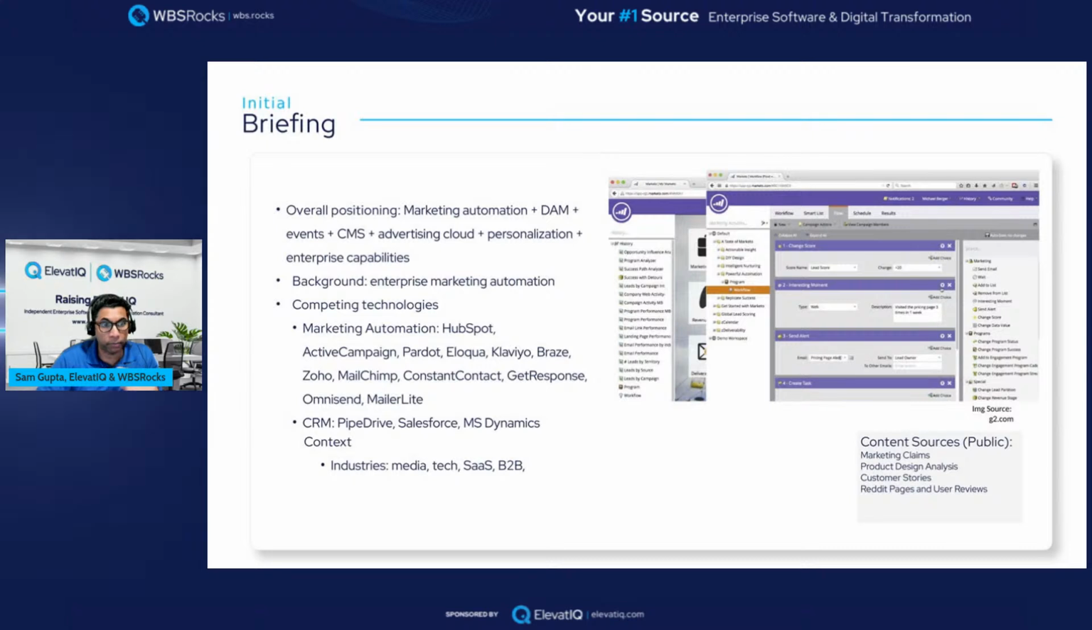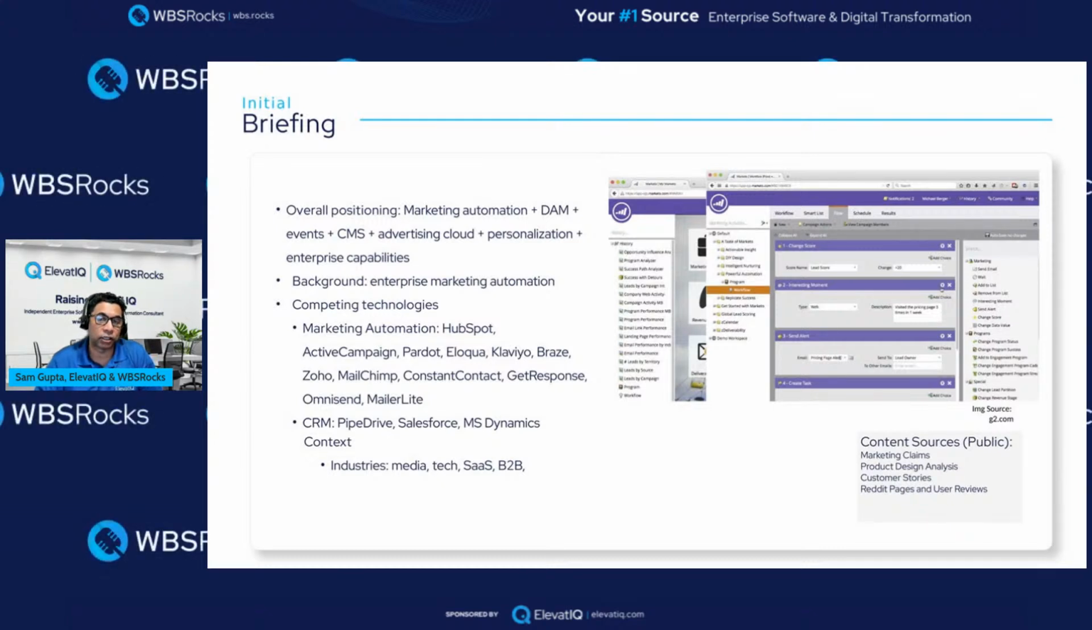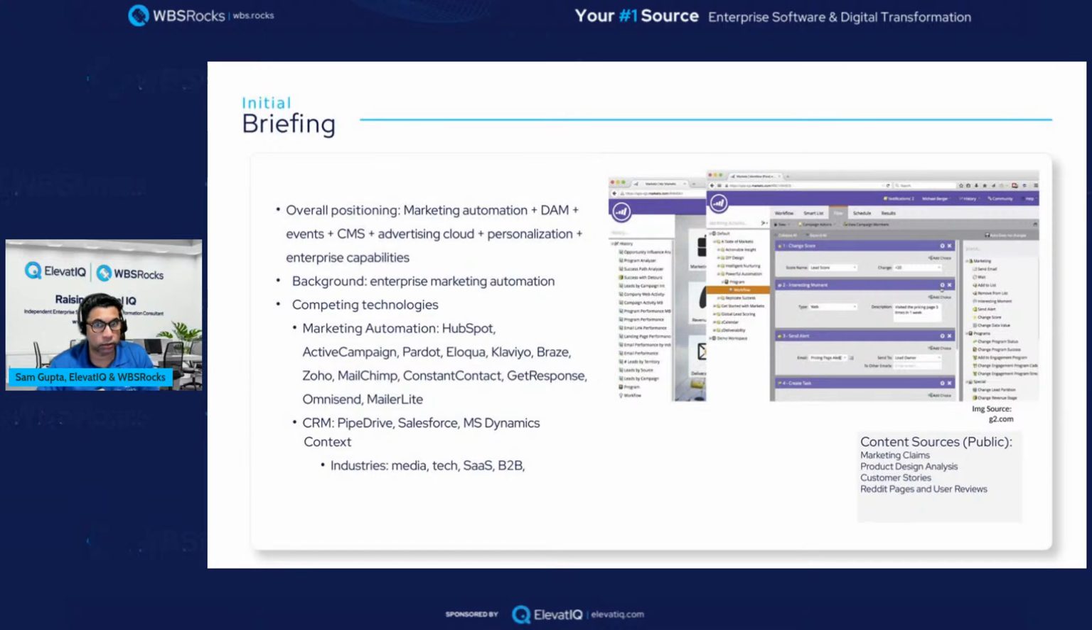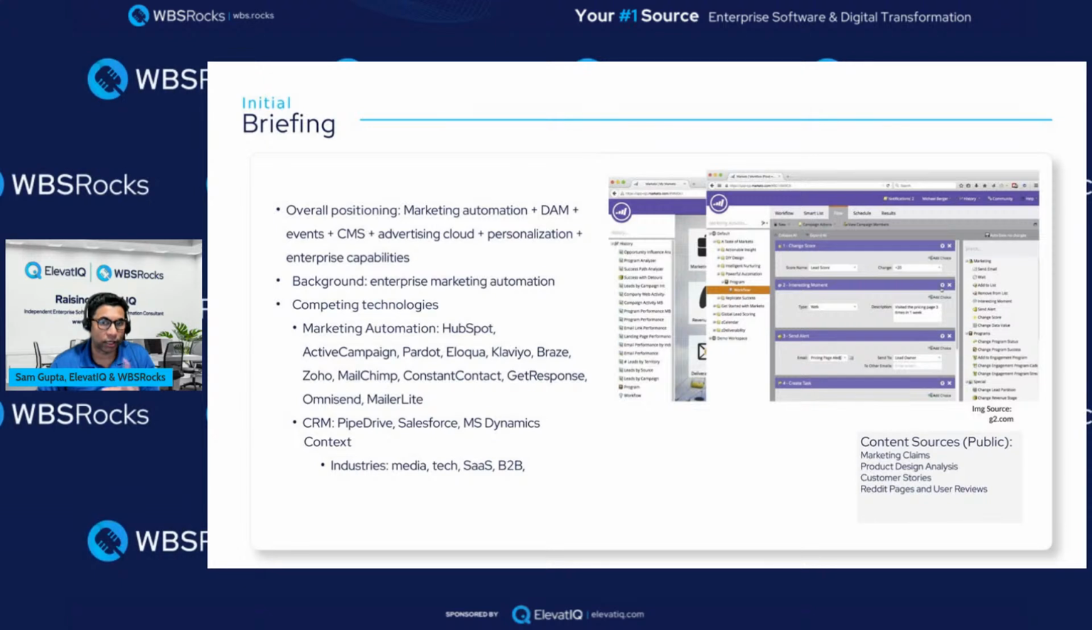Klaviyo is a slightly more B2C-centric product. B2C industries have very different processes in general. And then Braze is very B2C-centric as well. They are a lot more into the real-time interaction and the media-centric use cases that the other marketing automation systems might not be able to handle. They get into the whole customer engagement workflow that the other plain vanilla marketing automation might not be able to handle as well. Then you have Zoho.